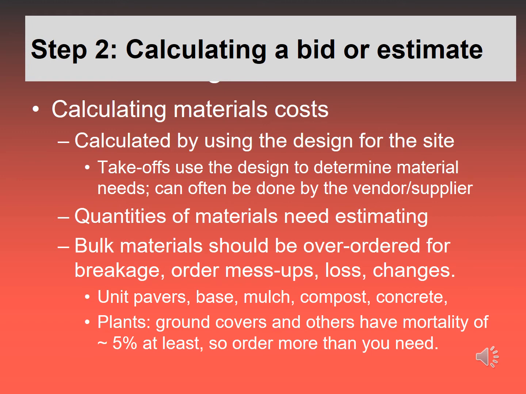Calculating materials costs. Usually a design is created for the site. If you become a landscape architect, you'll be creating the official permitted designs. If not, you'll have to have a landscape architect sign off on them, unless you're doing an informal design for a project that's less than $500 total cost. But with the designs, you have to be able to interpret them and determine what materials are needed for that project.